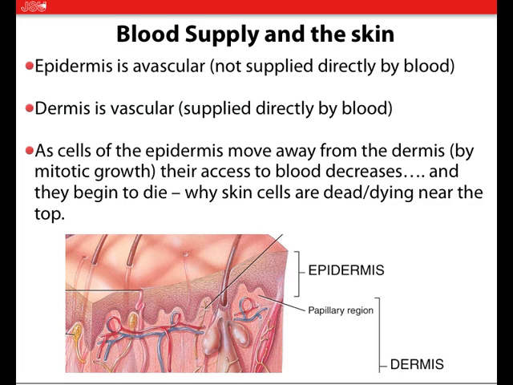What's dermis made of? Someone loud, you have to give me. I'm an old man, you have to yell. It's connective tissue. Yeah, okay, a little bit more specific. Dense. Dense what? Dense irregular connective tissue. The dermis is made of dense irregular connective tissue.